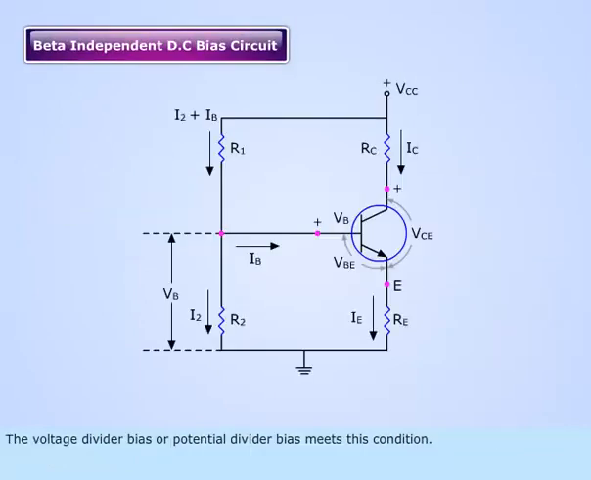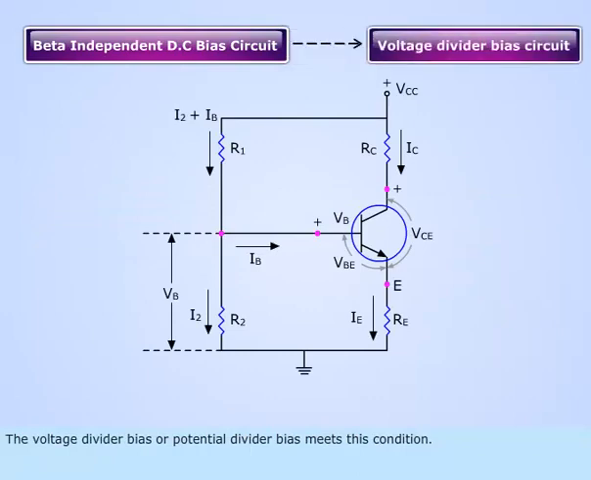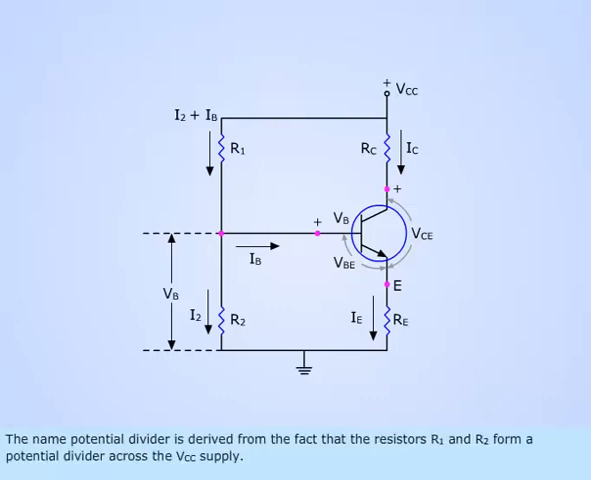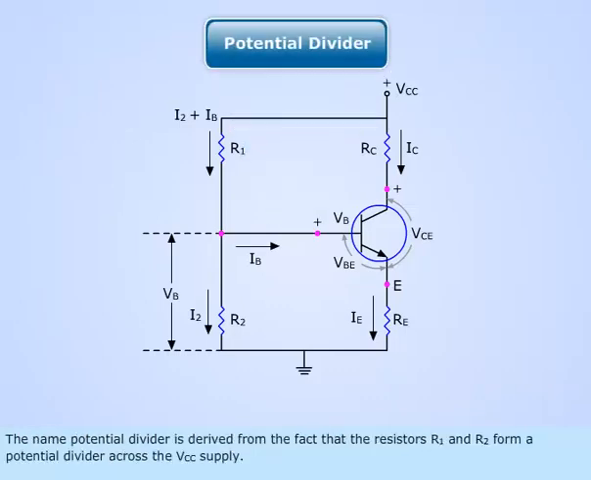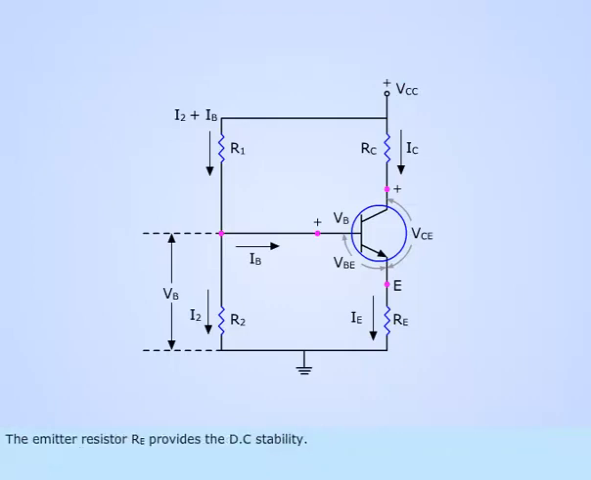The voltage divider bias, or potential divider bias, meets this condition. The name potential divider is derived from the fact that the resistors R sub 1 and R sub 2 form a potential divider across the VCC supply. The emitter resistor, R sub E, provides the DC stability.